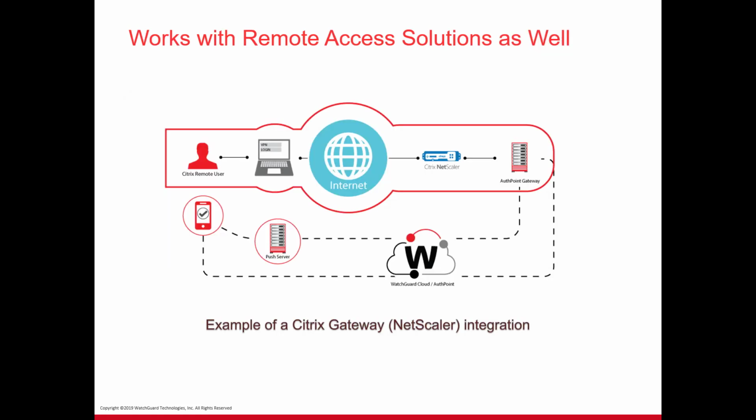And it works in similar ways with other third-party remote access solutions as well, such as Citrix NetScaler, now called Citrix Gateway. Citrix can forward the authentication request to AuthPoint using RADIUS or even using WebSSO and SAML. Like in the VPN case, AuthPoint will validate the username and password. If everything is correct, a push message is sent to the user's mobile phone so he or she can approve or deny.